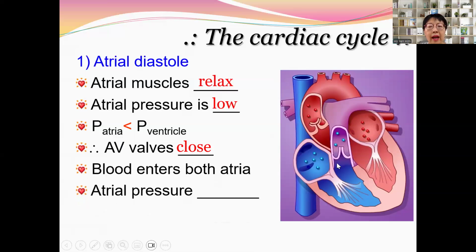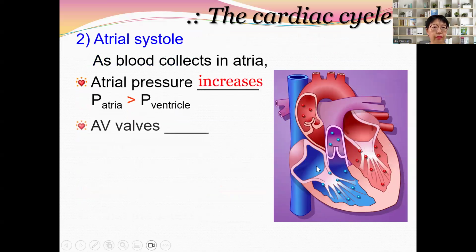At the same time, the blood continues to flow into both atria from the veins. So from the vena cava to the right atrium, and from the pulmonary vein into the left atrium. Okay, so blood continues to flow into the atrium, and hence the atrial pressure will start to increase because the volume of blood increases. So as the blood collects in the atria, the atrial pressure will increase.